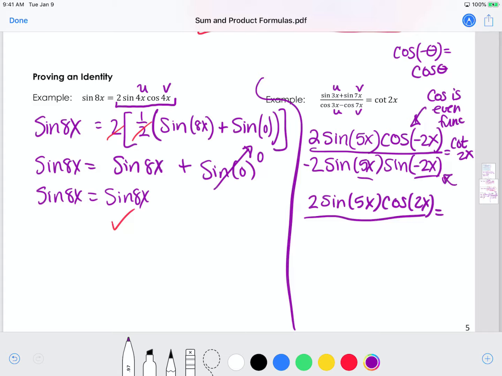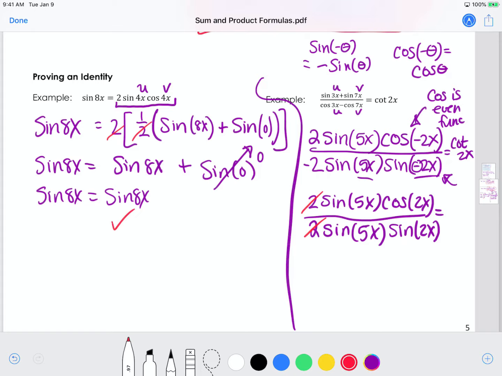Okay, now in the denominator we have sine of negative 2x, and sine is an odd function, which means if I take sine of a negative angle, that's equal to negative sine of the positive value of that angle. So I'm going to rewrite the denominator as positive 2 sine of 5x sine of 2x, because I take this negative out and I put it in front here, and when I put it in front here I get a double negative, which makes that negative 2 a positive 2. And now I can cross those off.